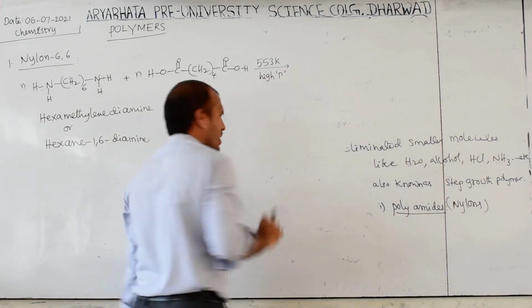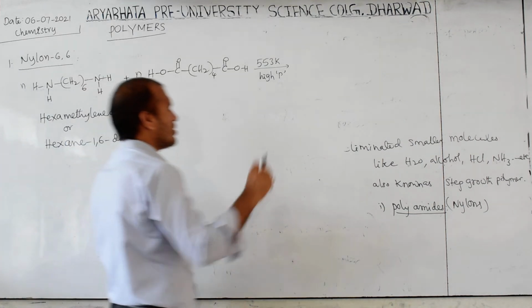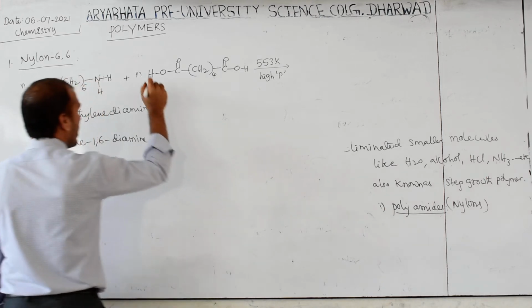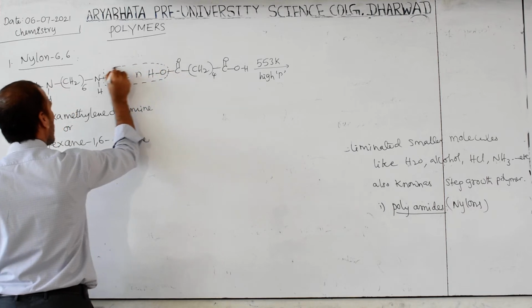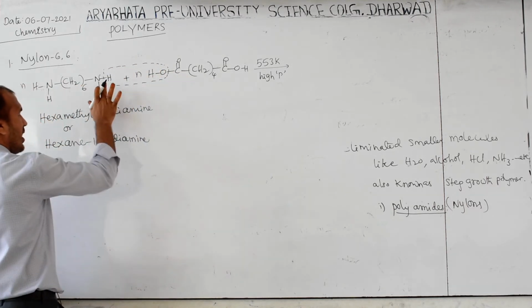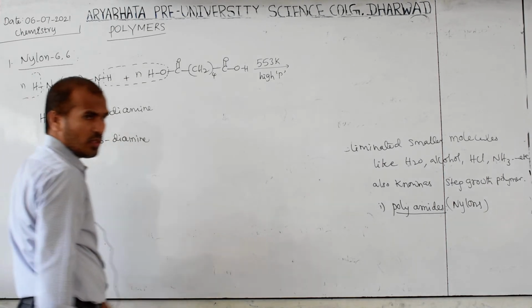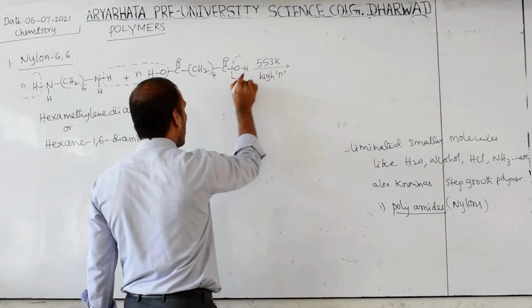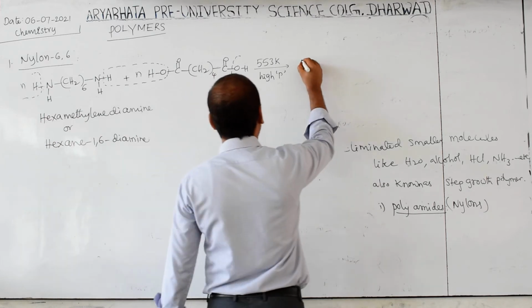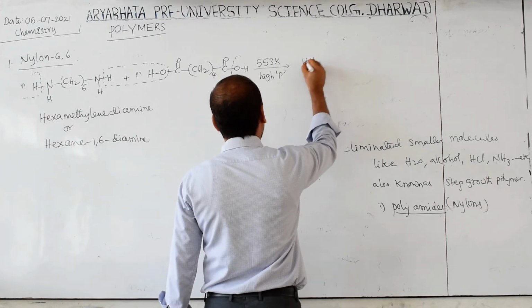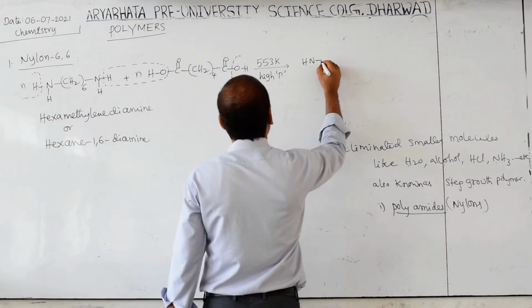Now, how to write the polymer structure? Condensation polymer means what? The smaller molecules will be eliminated. So that I will write: H and OH, a water molecule eliminated. Yes or no? Here H is lost with the next molecule. Here OH is lost with the next molecule. So now what is left? H left, N left. You can write it on the left side also, anywhere, no problem.